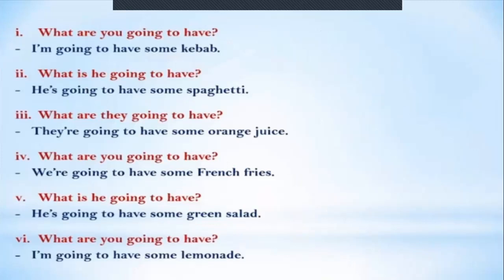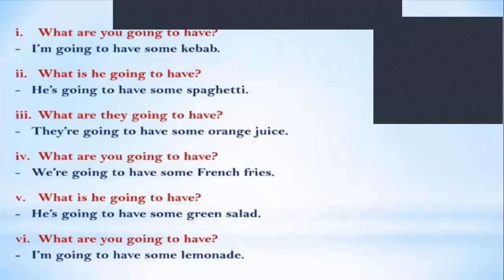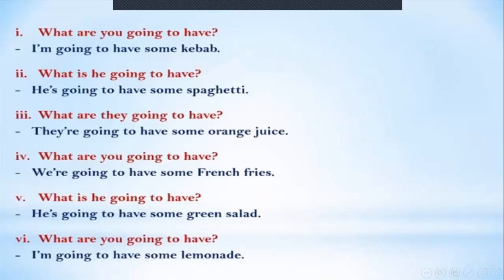Look here at this example. Example number 1. What are you going to have? The answer: I'm going to have some kebab. Here, my students, we use subject you and we change you into I in the answer, and we also change are to am. Question number 2. What is he going to have? Here we use auxiliary verb is because we use subject he. He's going to have some spaghetti. After subject he, we use verb to be is plus going to plus verb in infinitive.